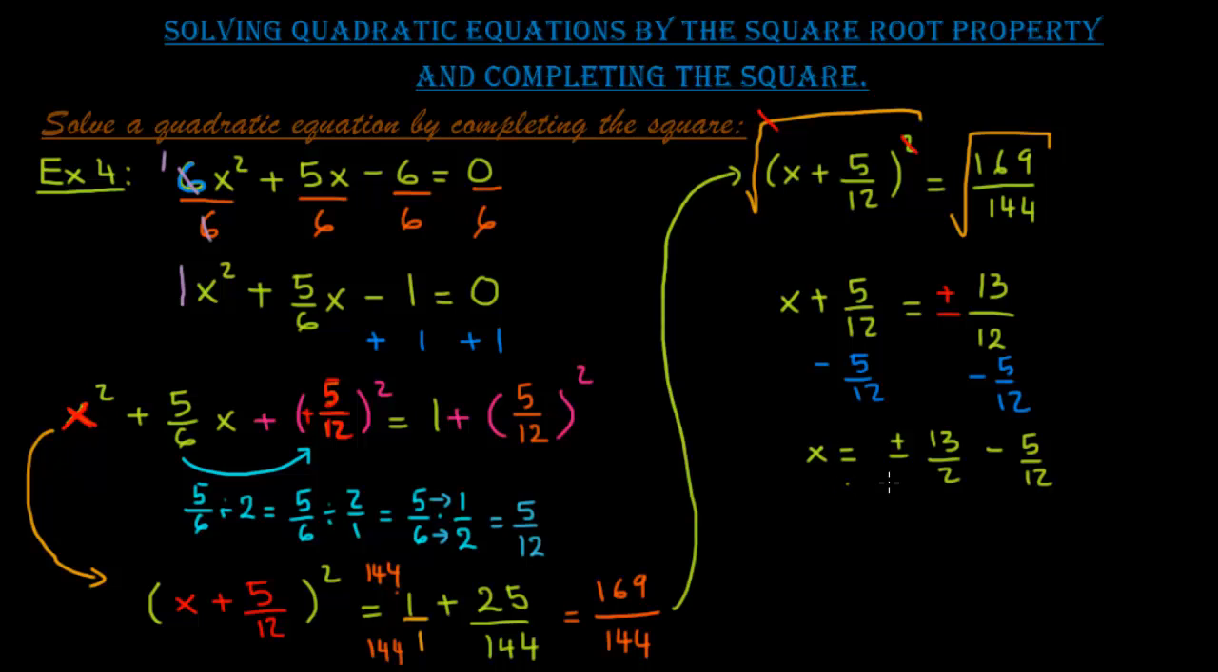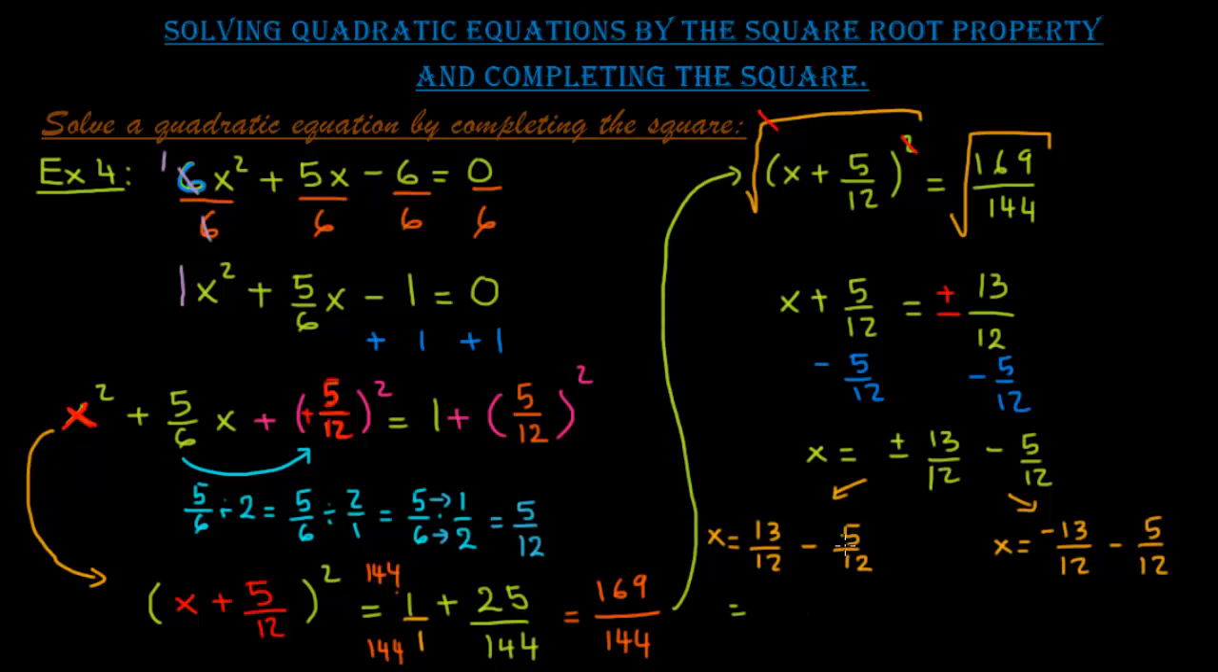And this time let me break it down vertically, rather than horizontally. So we have x equal to 13 over 12 minus 5 over 12. And the other side will be x equal to negative 13 over 12 minus 5 over 12. And excuse me on this, it should be 13 over 12. I missed the number. Then we solve each of them.